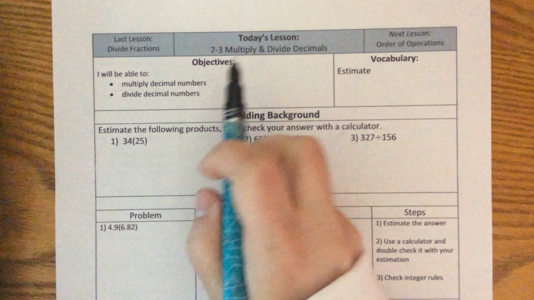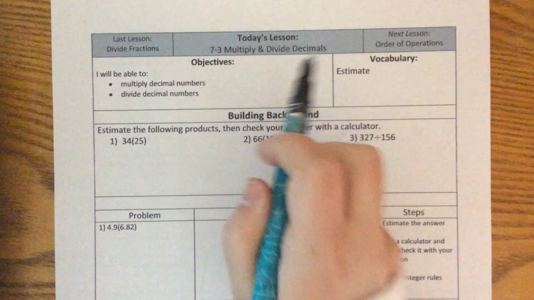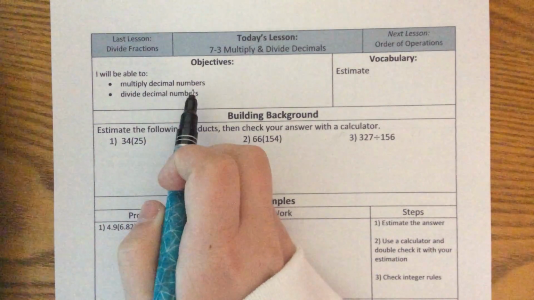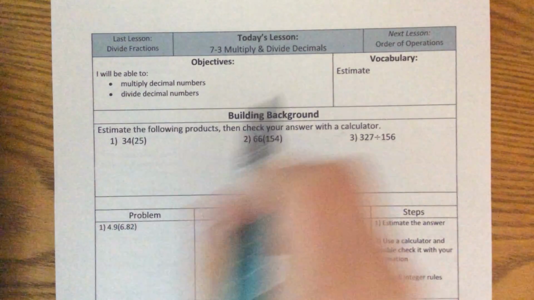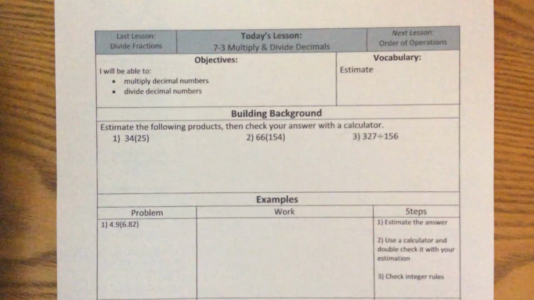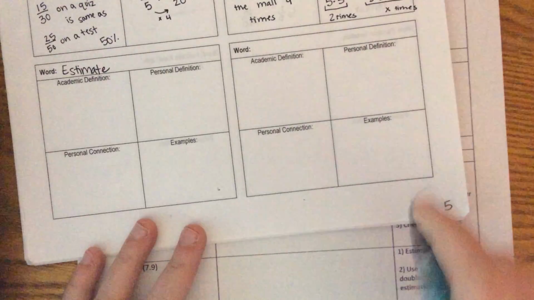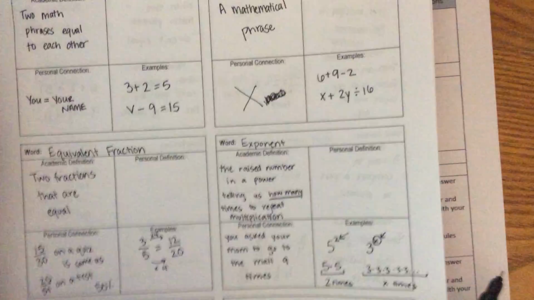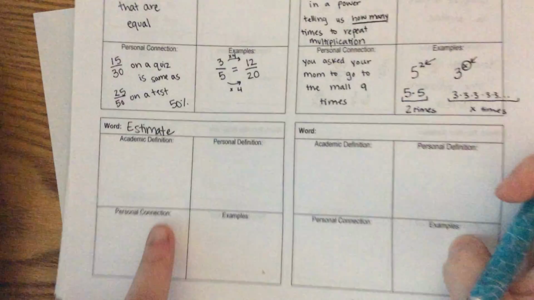To 7-3. We're going to multiply and divide decimals. Our next lesson is order of operations. Today we're going to be able to multiply decimal numbers and divide decimal numbers. And we're going to estimate while we do that. So we need that word estimate. That's on page 5. All right, page 5, we need to add the word estimate on the bottom.